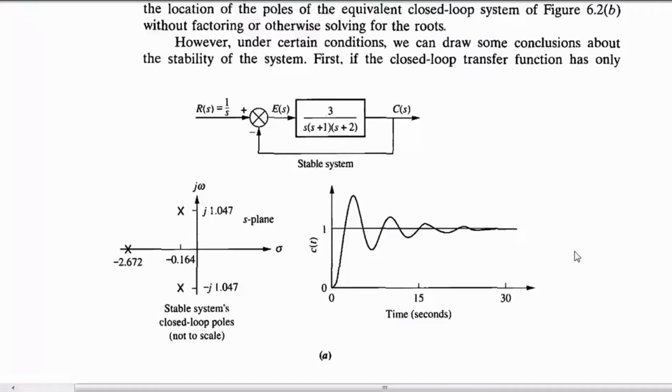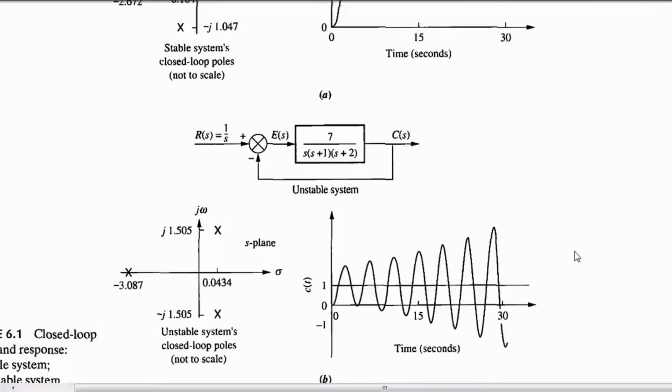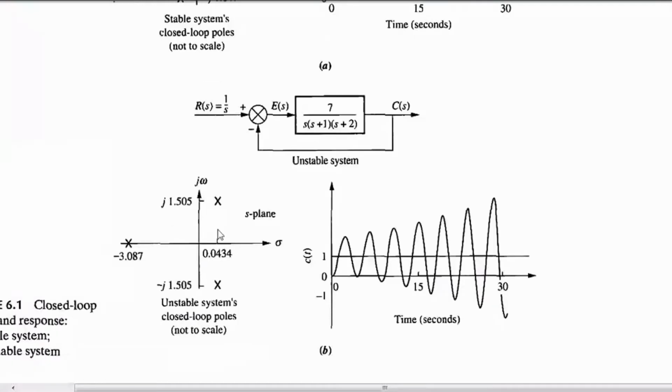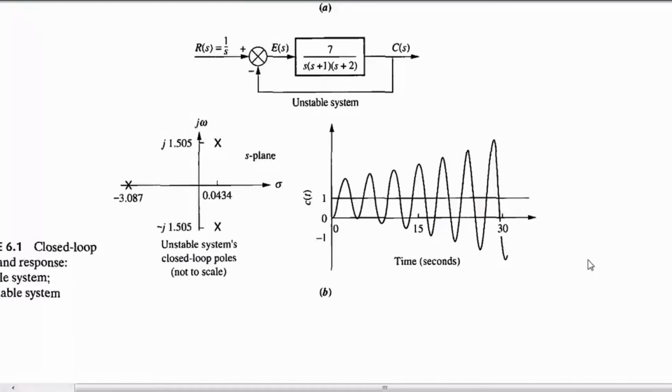We have another system and we say that this is unstable. Why is it unstable? Because two of the poles are on the right hand side of the S plane. So when any of the system's poles is on the right hand side of the plane, it is called an unstable system. And if you look at the response, it is not stable. So this is a closed loop, but the system is unstable.